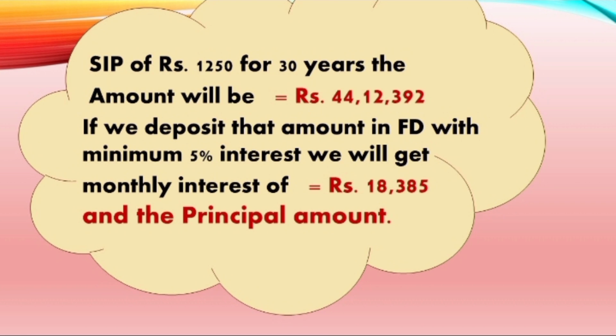So, if you deposit that amount in FD with a minimum of 5% interest, you know that FD interest may be more also, we will get a monthly interest of rupees 18,385. That means we are getting it monthly like a pension. And plus our principal amount will remain the same.